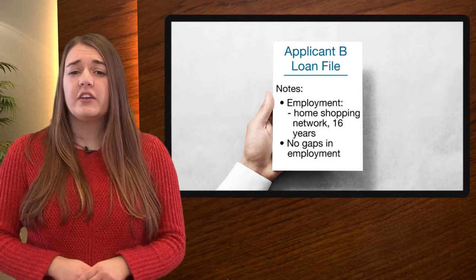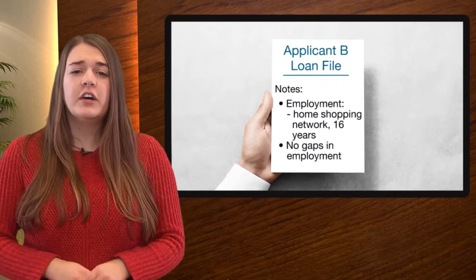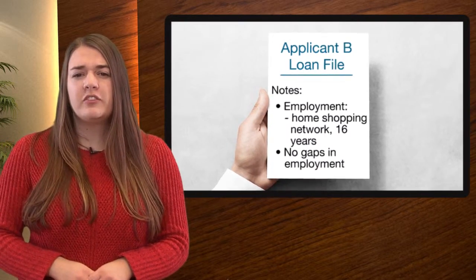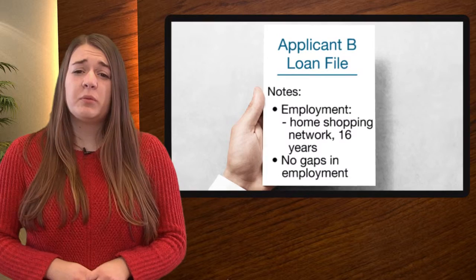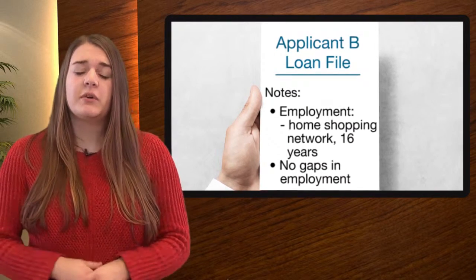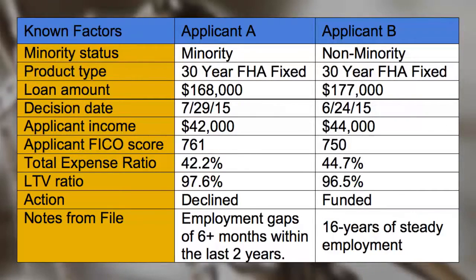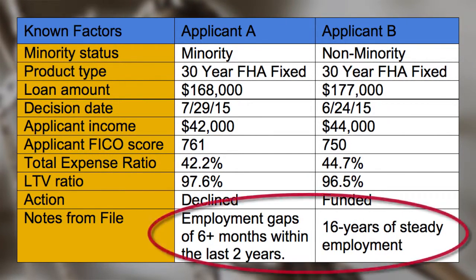This is then compared to the reasoning behind the approval of the non-minority borrower, which says the applicant has been employed at a home shopping network for 16 years. With this new information from comparative file review, the reasonings for the different outcome have support, and that support could be added to the fair lending report.